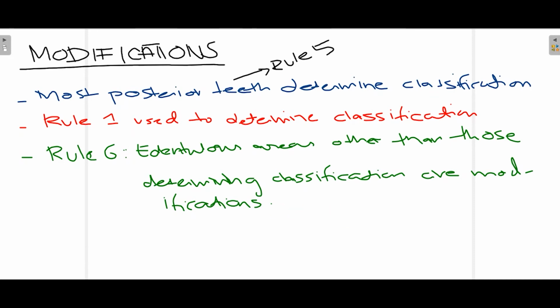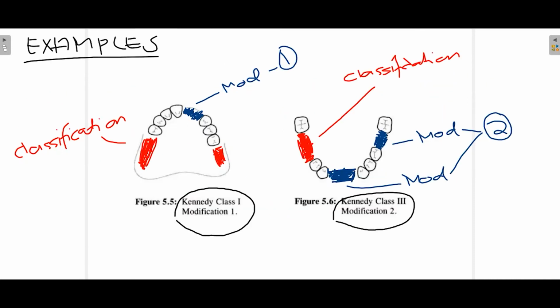Now, after studying what Kennedy's classification is and talking about the basic classes of Kennedy's classification and modification, we'll take a look at certain examples to clarify our concepts more. Now, on your left hand side is the first example. You can see these areas marked with red. These are the most posterior teeth in this respective arch.